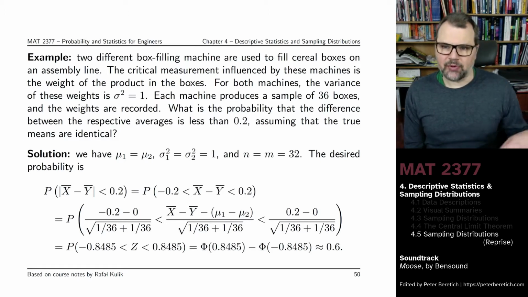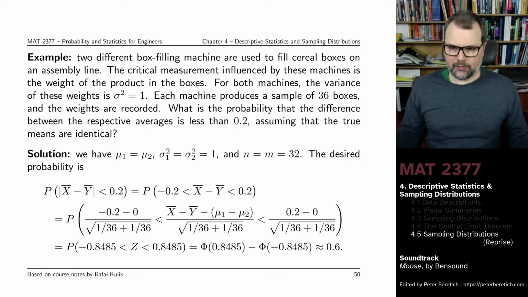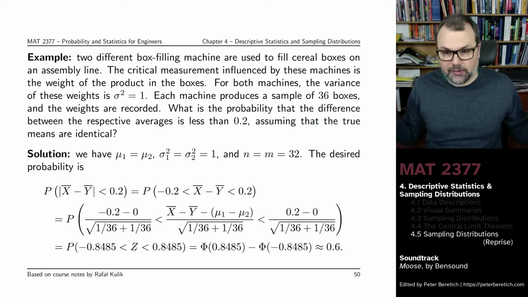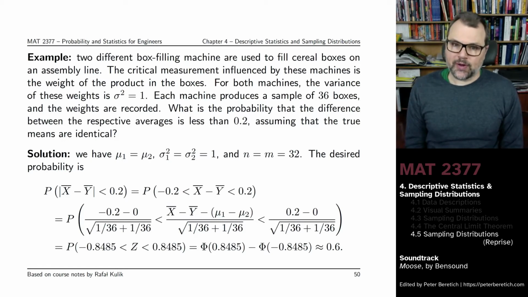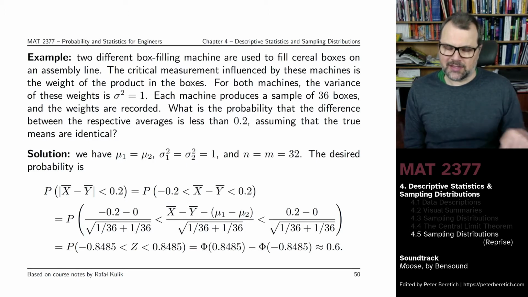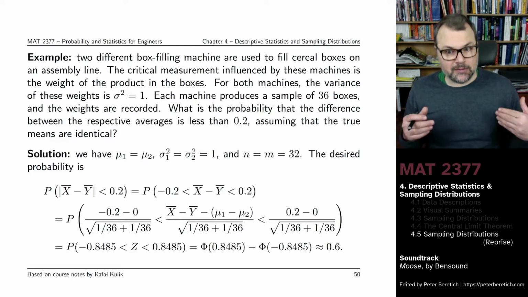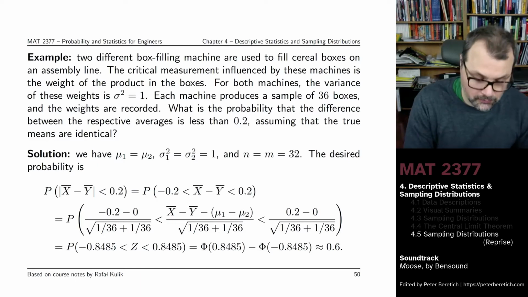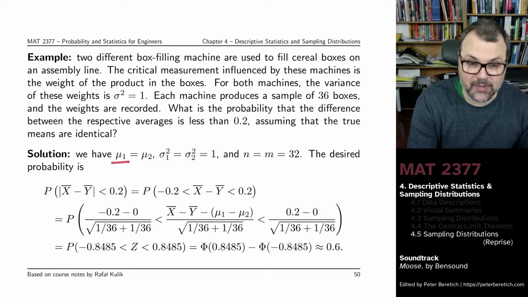So we'll take a sample of 36 boxes from each of the machines, and this is done independently, right? We're picking from different boxes, and then you report the weights. What's the probability that the difference between the sample means is less than 0.2, assuming that the true means are identical, assuming that, in theory, the machines are calibrated to give you exactly the same amount of cereal in the boxes. In that case, what we have is that the means are the same.